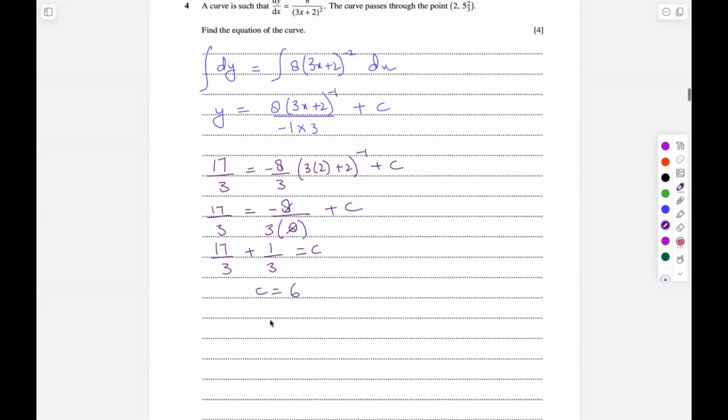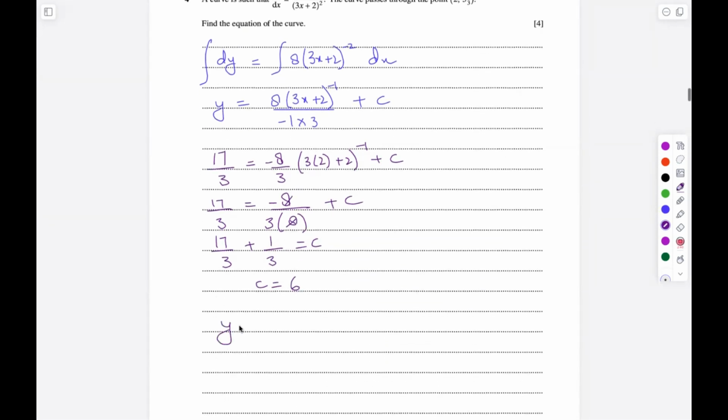Once you have the value of c, we can write the final equation as y equals minus 8 upon 3. And we can write the 3x plus 2 in the denominator to make it a positive sign. So this will be 3x plus 2 to the power 1 plus 6.